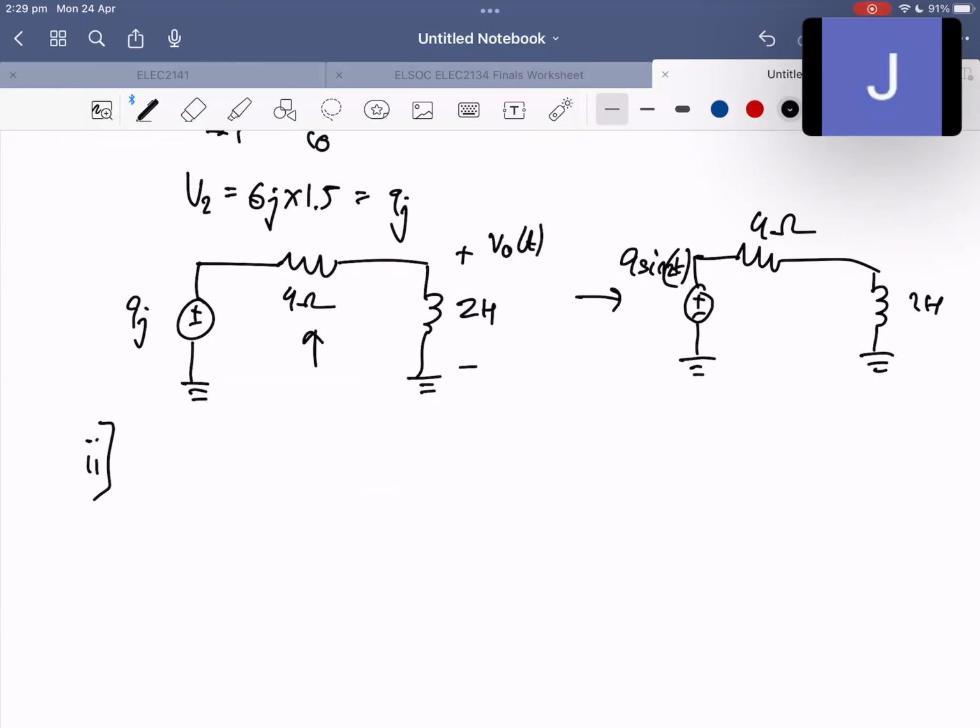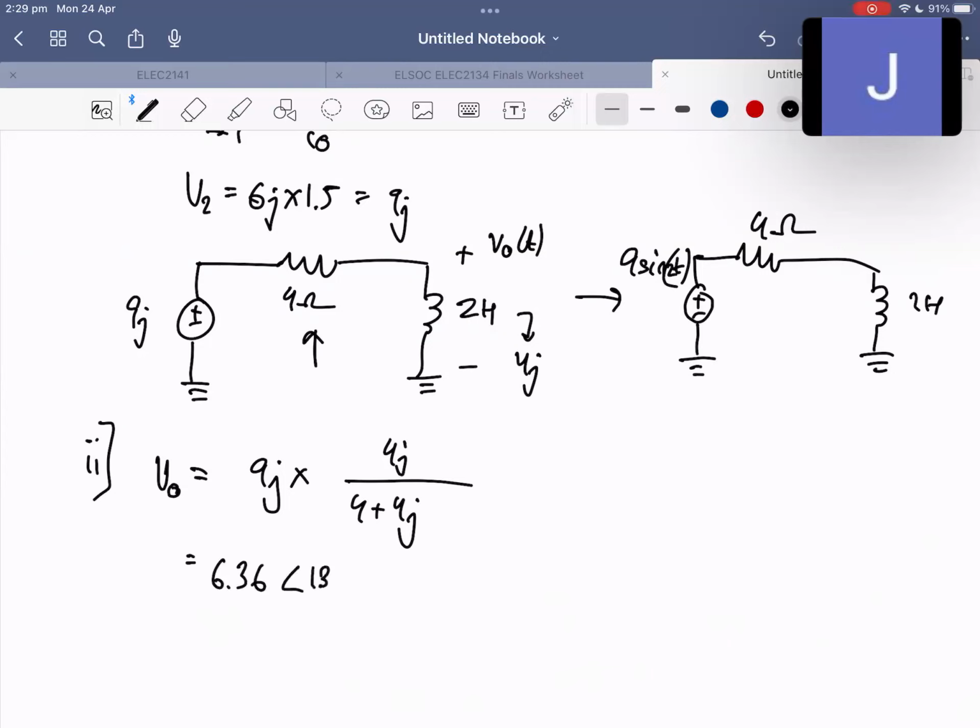So V0 of t, you can just use a voltage divider. The 2 Henry is J omega L, so 2 times J, so 4J. And V0 is 9J, so 9J times 4J over 4 plus 4J. And putting that into a calculator should give you about 6.36 with a phase of 135 degrees, or in time domain form, it's 6.36 sine 2t plus 135 degrees volts.